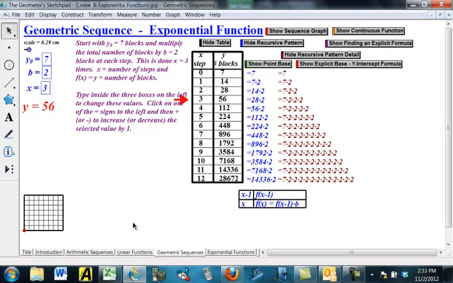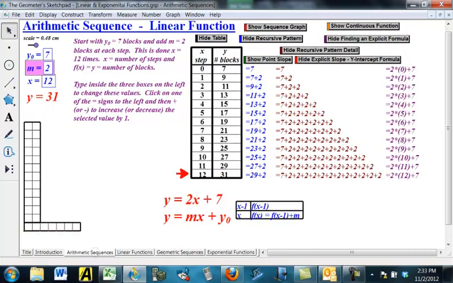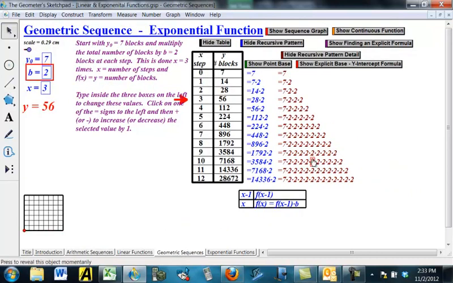Well, over here in arithmetic sequences, we were able to rewrite this repeated addition as multiplication. How can we rewrite repeated multiplication here? Well, repeated multiplication is actually what we mean by exponents or powers.